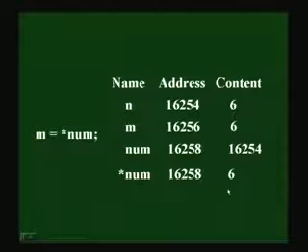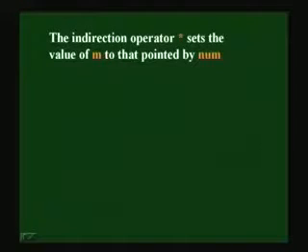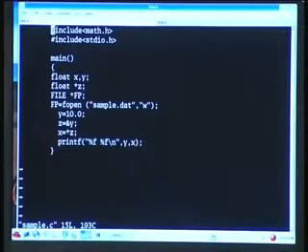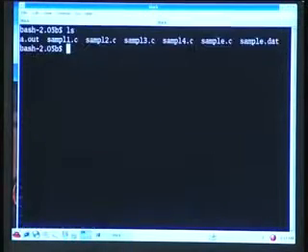That's what this is. So we saw another operator that's called the indirection operator. One we saw is the ampersand operator, which points to a particular address. And then we have this indirection operator, which is the asterisk sign, which sets the value of m to that pointed to by num. Here it sets the value of x to that pointed to by z. If you want to print out the value to which z is pointing, you would use star z instead of x. We'll just execute this program and see what we get.